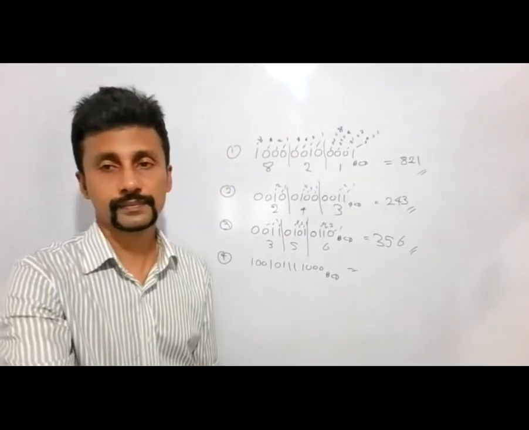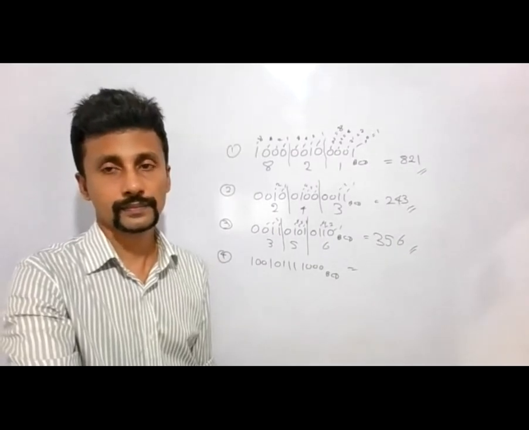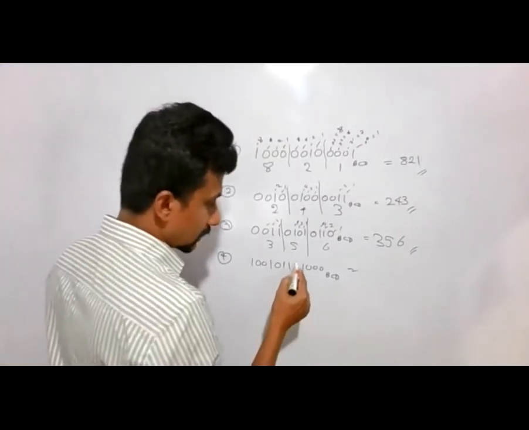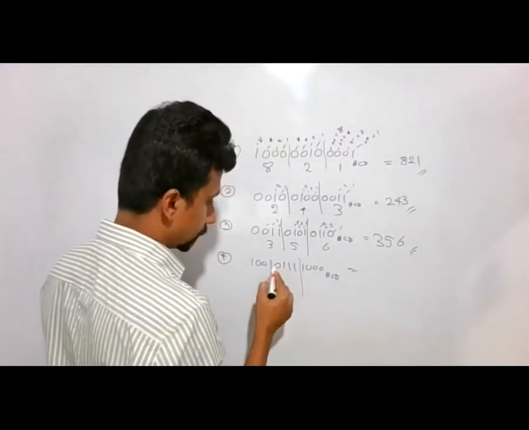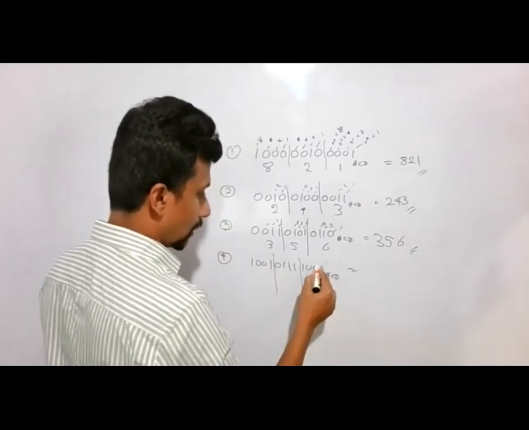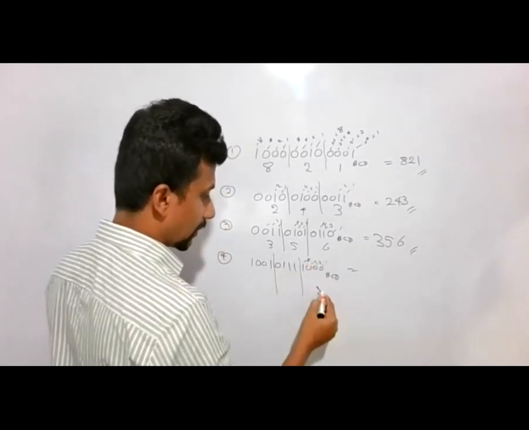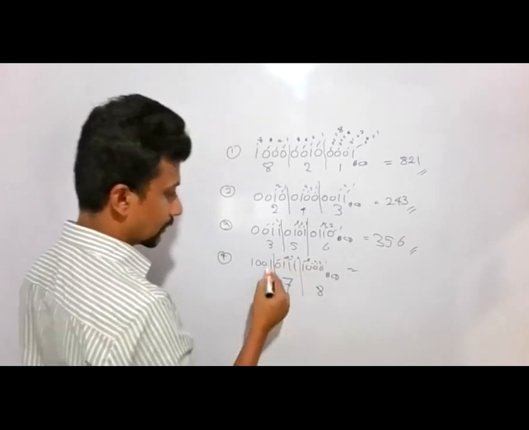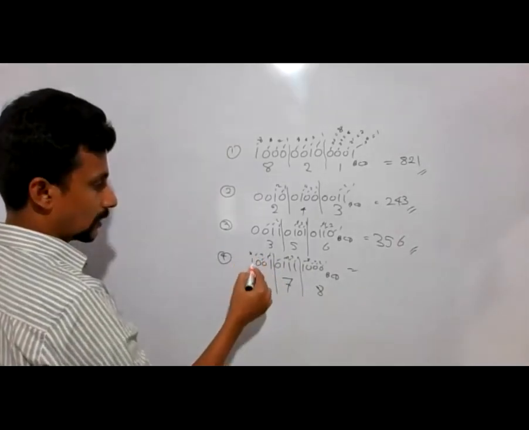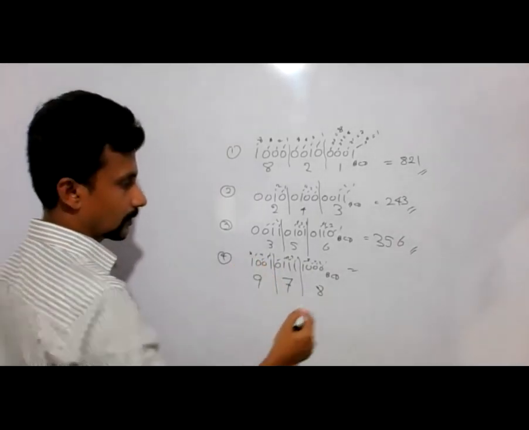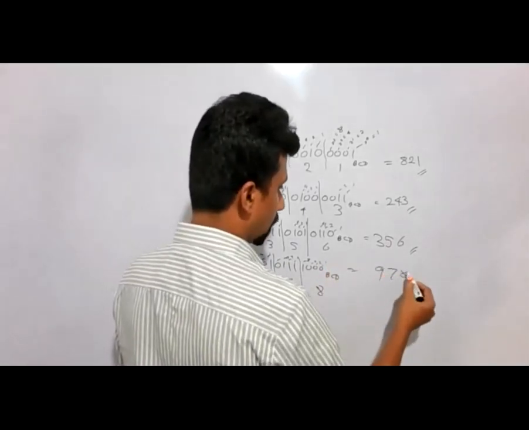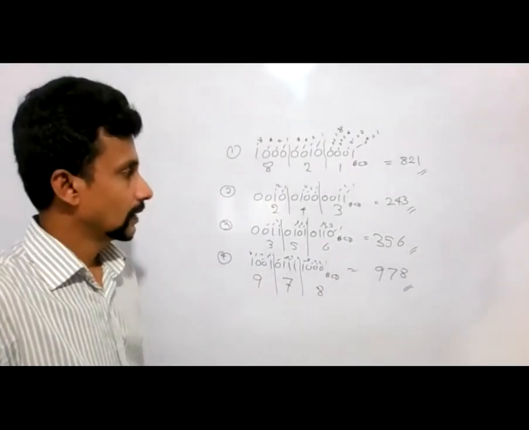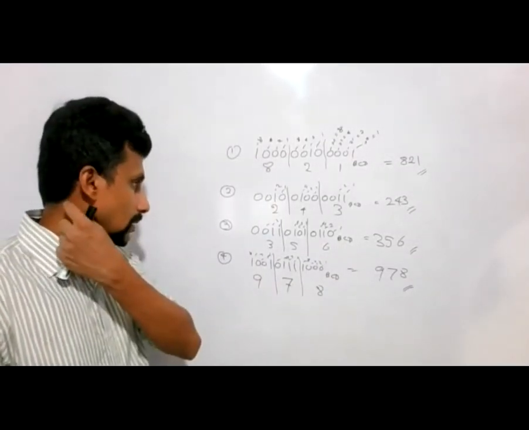Check your answers. The last one. Separate each 4. 1, 2, 4, 8. 8 is there on my exam. 1, 2, 4, 8. 4 plus 2 plus 1, 7. 1, 2, 4, 8. 8 plus 1, 9. So your answer will be 978. Right? I think it's clear with you all. So this is how you are using BCD to decimal.